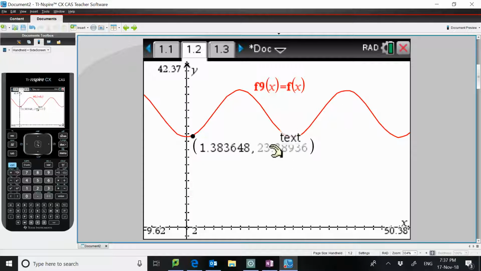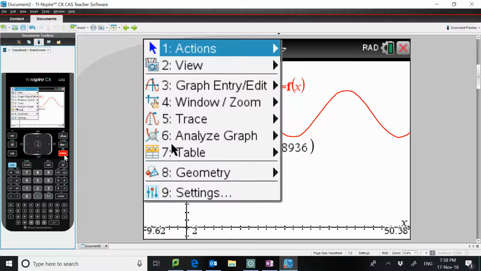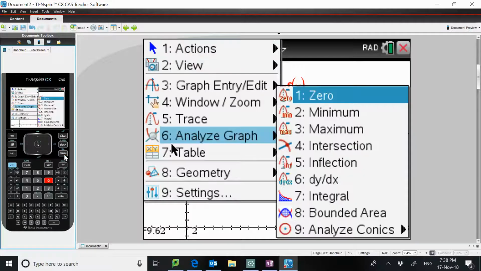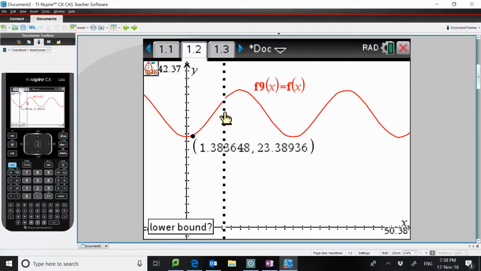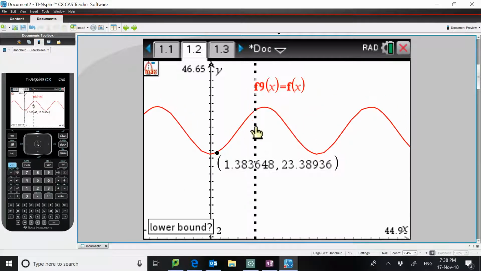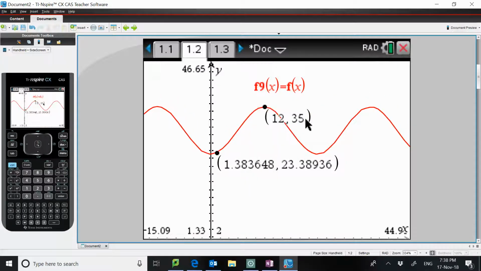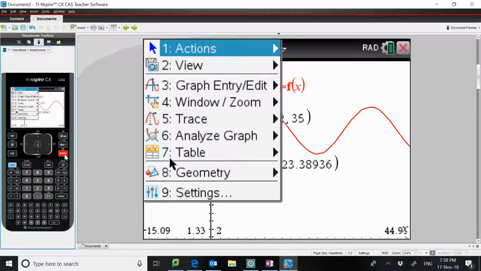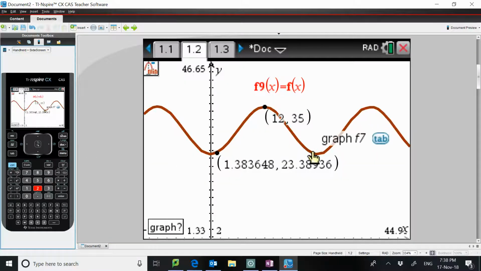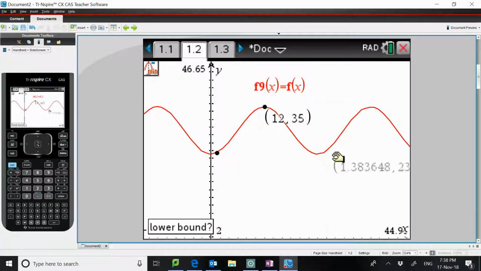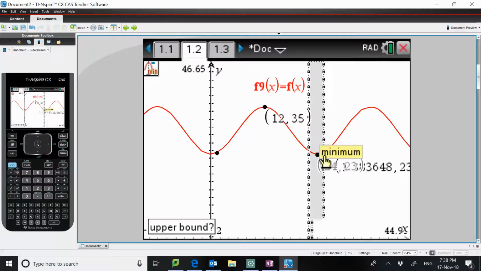But this is my graph, and if you want to find the maximum and minimum, well, you can just go menu, analyze, maximum of this graph. So maximum, and I was right. Maximum, the Y value is 35. And then if I want to go to minimum, menu 6, minimum of this graph. Oh my God, come on.